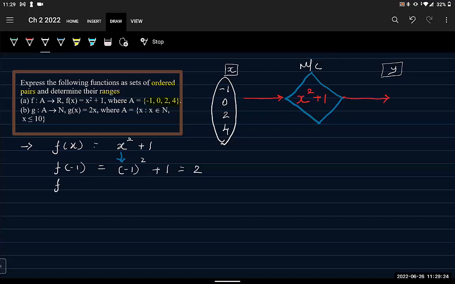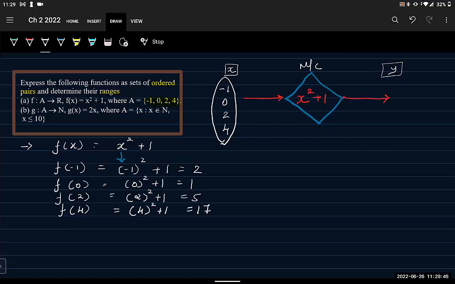Similarly, f of 0 will give me the answer 0 square plus 1, which is equals to 1. F of 2 can be written as 2 square plus 1, which is equals to 5. Similarly, f of 4 will be, instead of x, I will substitute 4. So 4 square plus 1, which is equals to 17. So these values 2, 1, 5, and 17 are the respective values of our y.